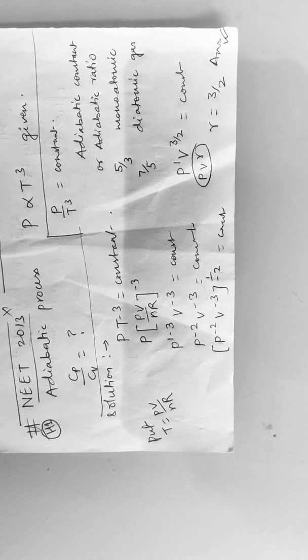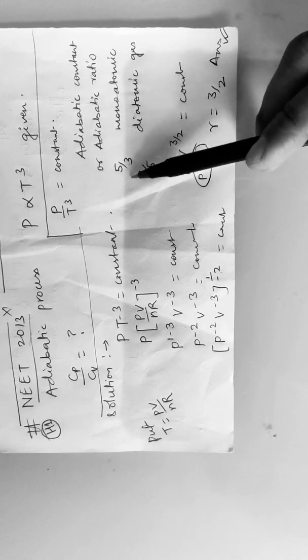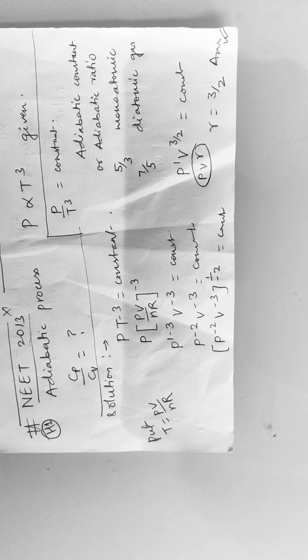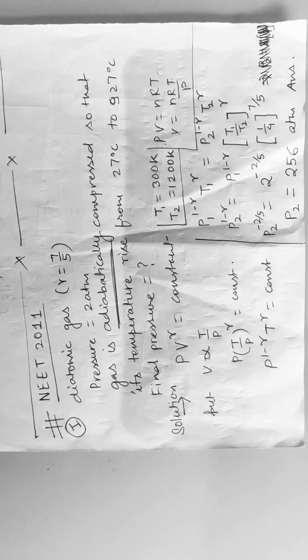Now this is actually not a monoatomic gas, because for monoatomic gas gamma is 5 by 3, and for diatomic gas it is 7 by 5. So this is neither monoatomic nor diatomic. Gamma is 3 by 2. Next, we have a diatomic gas, gamma is 7 by 5. Already you must remember gamma is equal to 7 by 5 for diatomic gas.